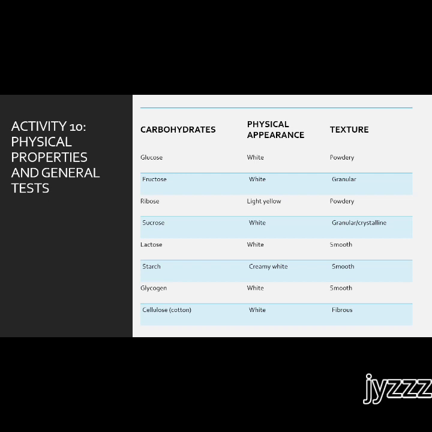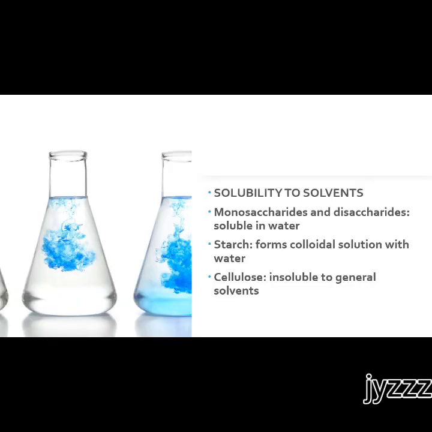Amorphous powder. Your lactose is white and smooth. Your sucrose, white and granular, crystalline. Your ribose is light yellow and also powdery. Your fructose and glucose are white, and they are powdery and granular respectively. That is for the physical appearance and texture of your carbohydrates.